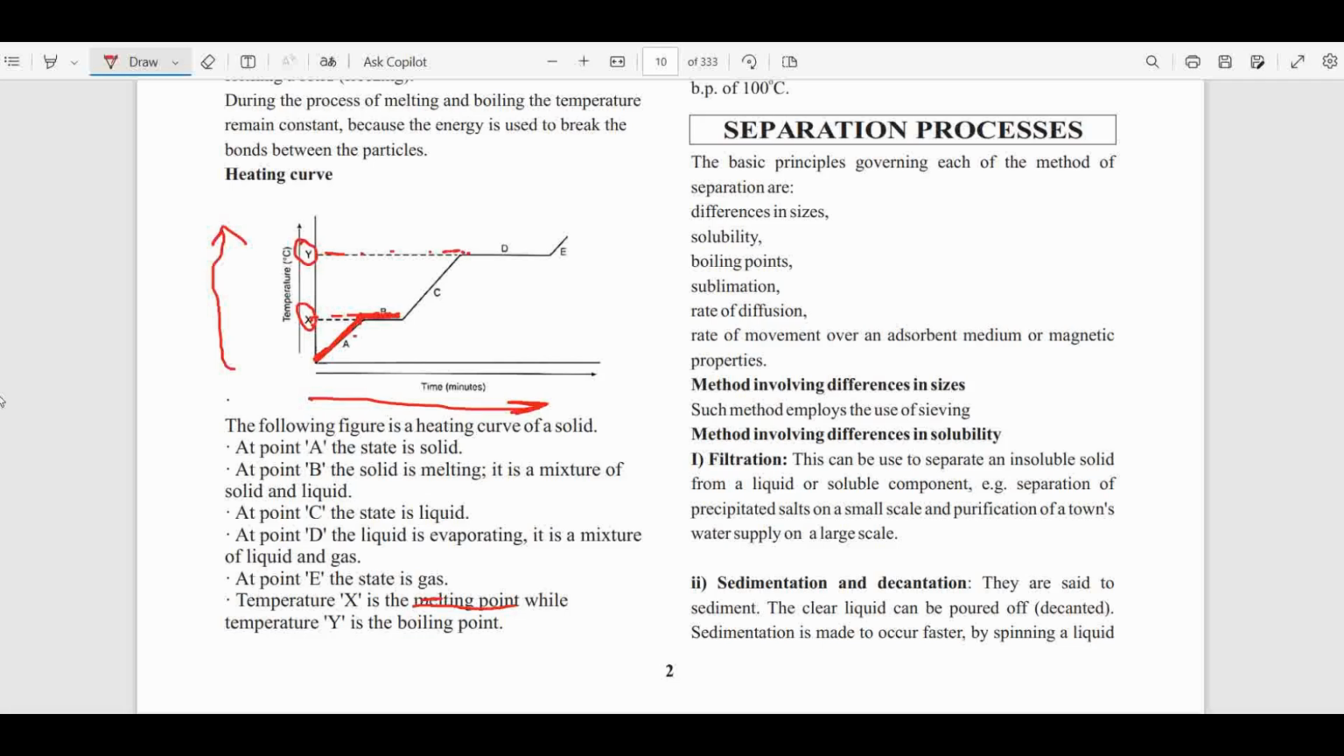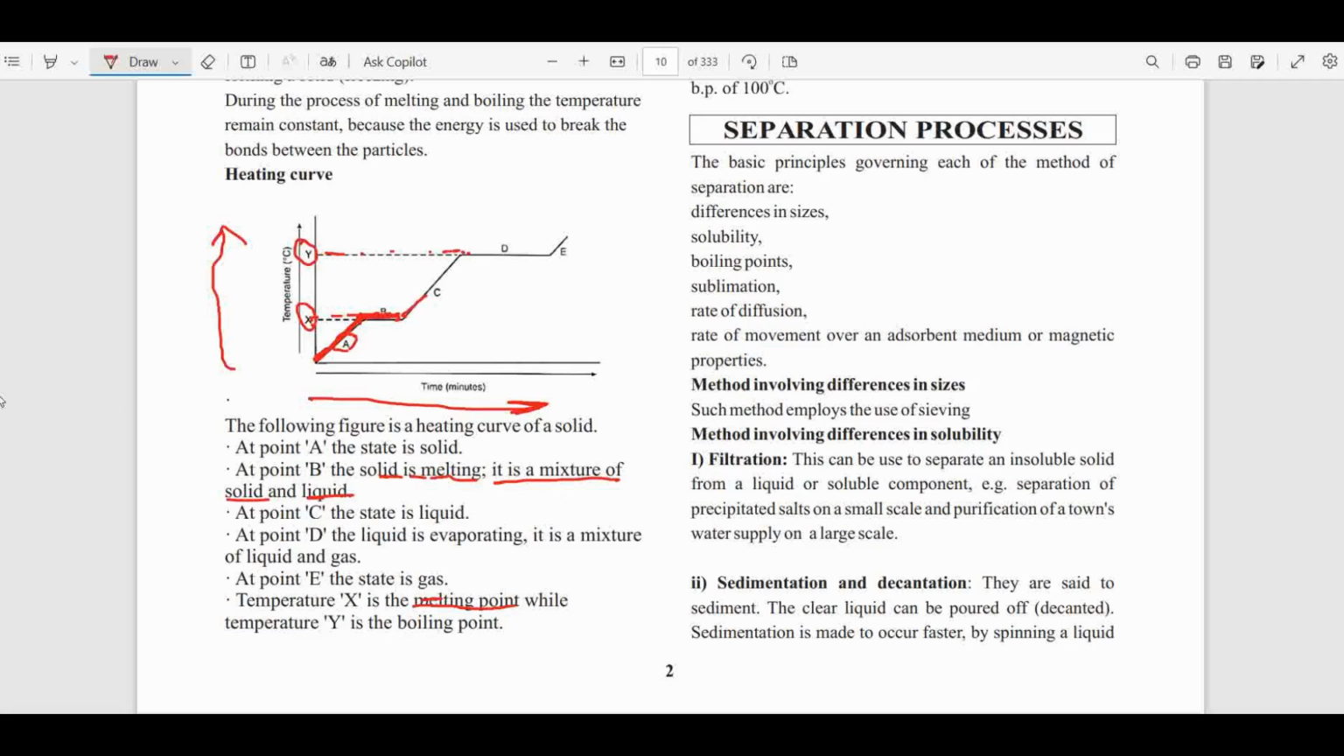So what is happening here is still a solid state until it gets to B, when melting starts to take place. And when melting is taking place, you will agree that you will still have solid and a little bit of liquid. So B would be when the solid is melting, and it is a mixture of solid and liquid.